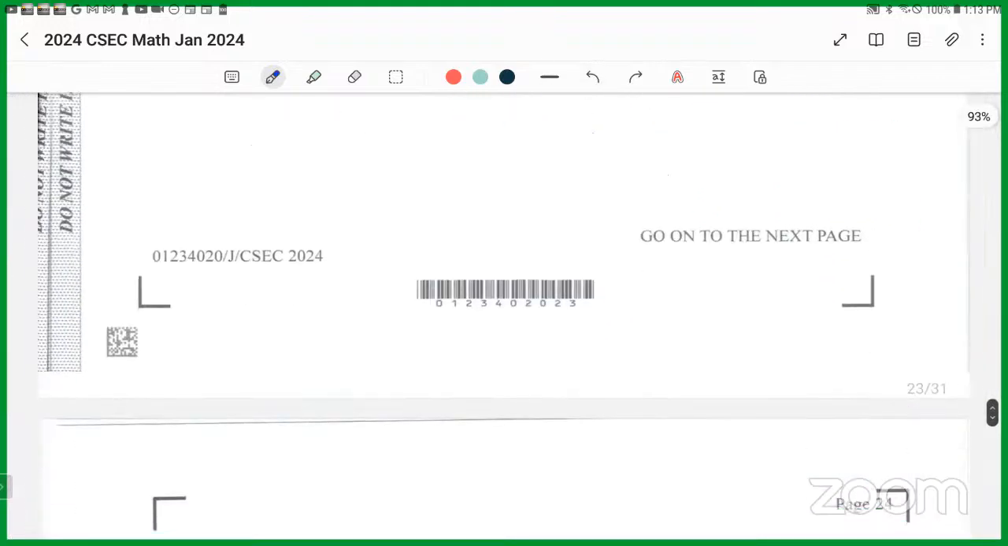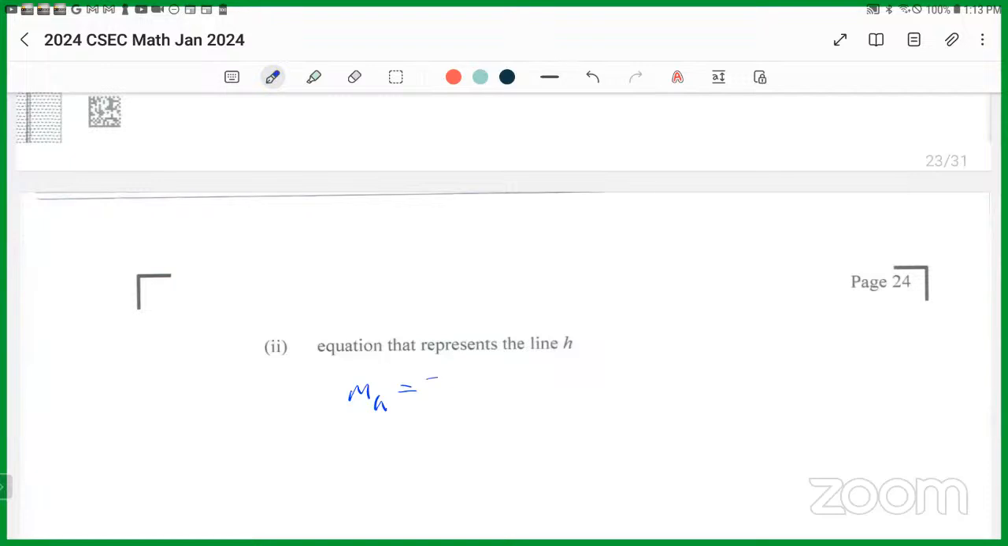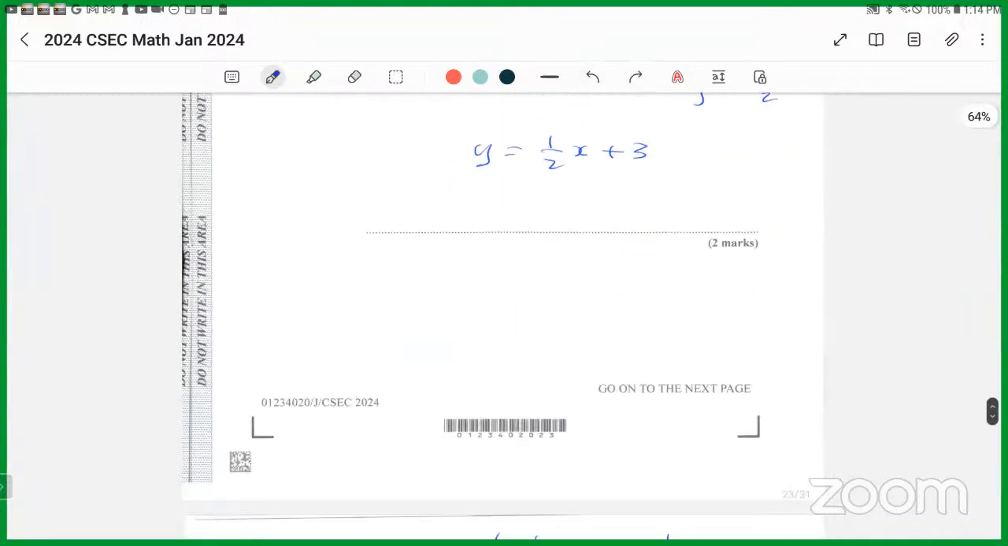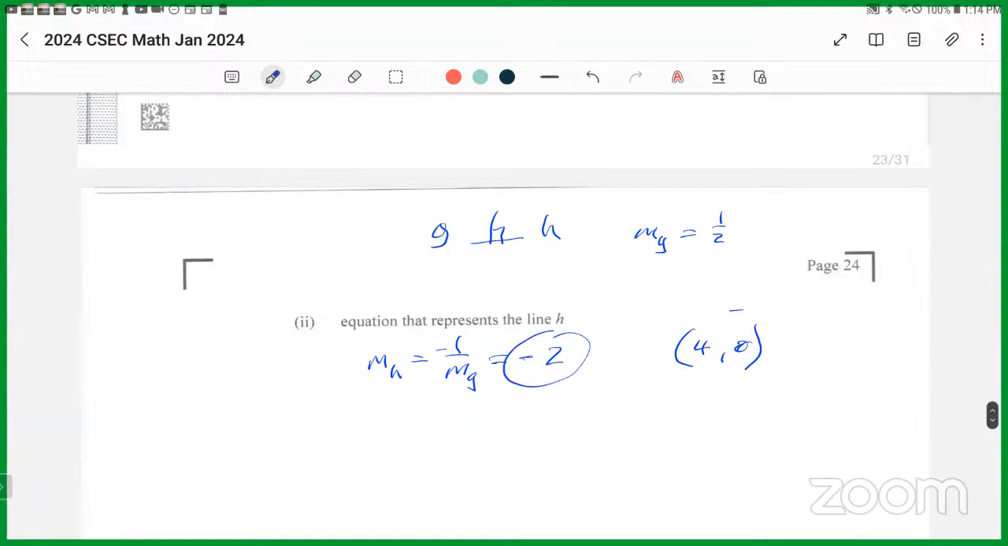So see it here now. The gradient of line H is minus 1 over the gradient of line G, because G is perpendicular to H. And the gradient of line G was a half. So this calculation becomes minus 2. Then it also passes through the point (4, 0). So using the formula with gradient and point, it's y minus the y value at the point, which is 0, equals the gradient times x minus the x value at the point, which is 4. So the 4 goes there and the gradient is minus 2.